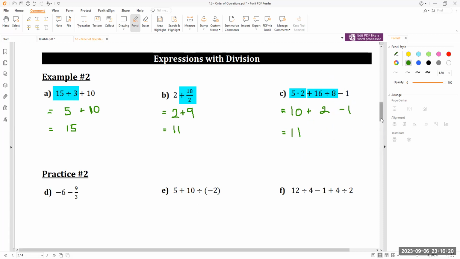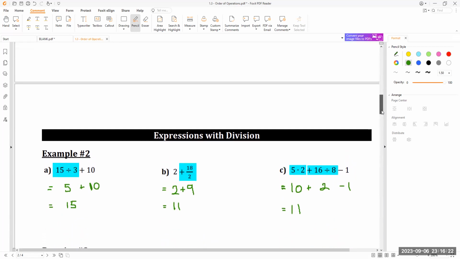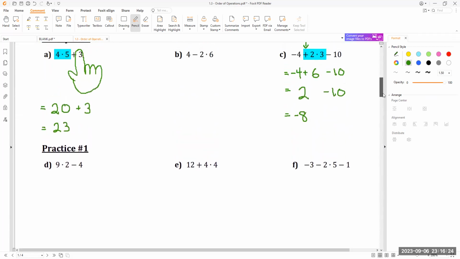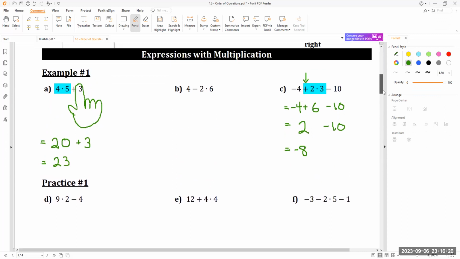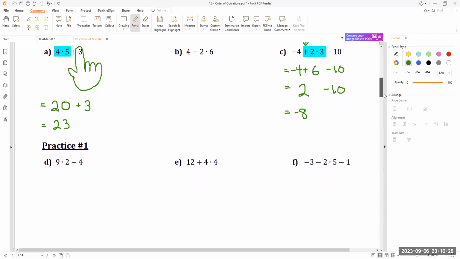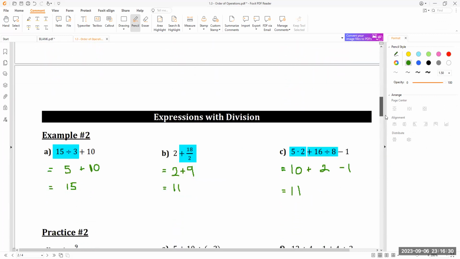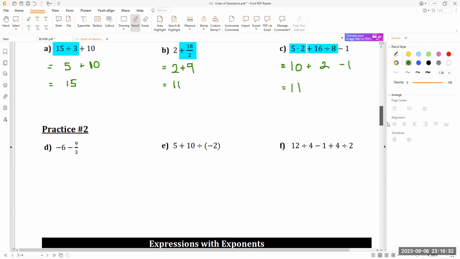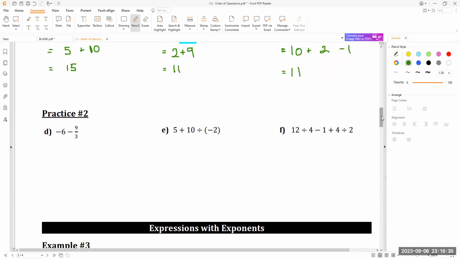So may I ask the substitute to pause the video at this time? Everyone here, would you give about 5 minutes, see if you can finish letters B, D, E, F, and then next page, practice 2, D, E, F. Okay.